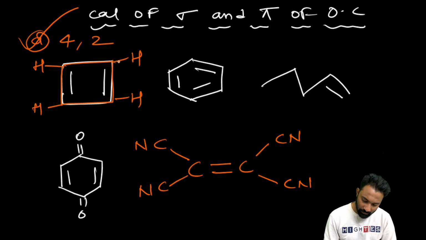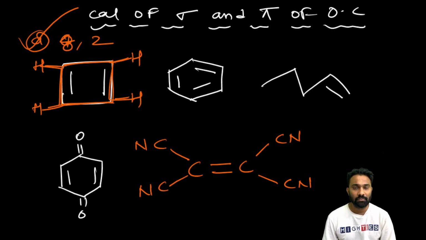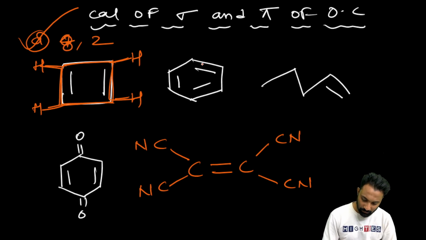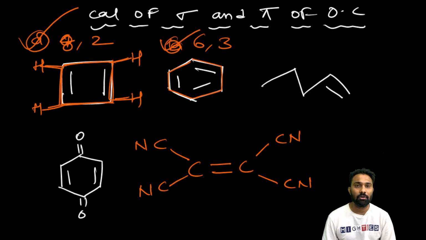So now the total number of sigma bonds for this one will be 1, 2, 3, 4, 5, 6, 7, 8. Total 8 sigma bonds and 2 pi bonds. When it comes to benzene, how many sigma bonds does it have? If it is asked for benzene, directly you will see 1, 2, 3, 4, 5, 6. 6 sigma and 3 pi. You will pick that option, and again it will become wrong. Why?